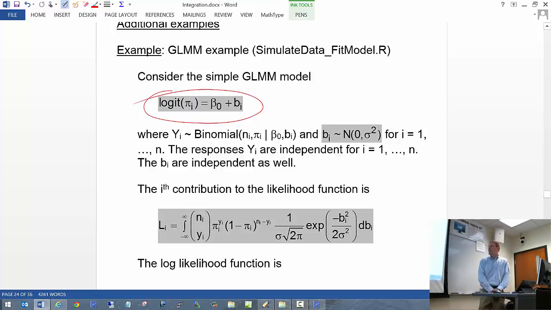The logit of pi sub i is equal to beta 0, which is a parameter that we want to estimate, plus b sub i, and b sub i is my random effect. You can imagine maybe I'm sampling n different individuals, and I want to include those individuals simply as a random effect. These y's are going to be distributed binomial, where the number of trials is n sub i. Each y sub i has potentially a different probability of success.